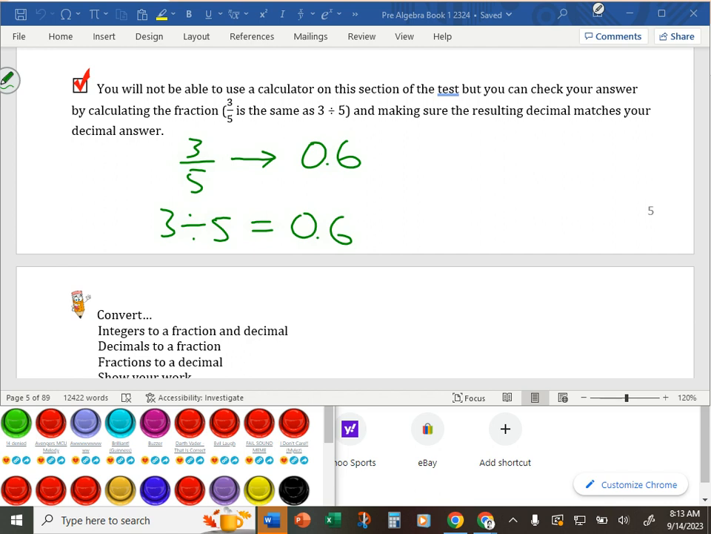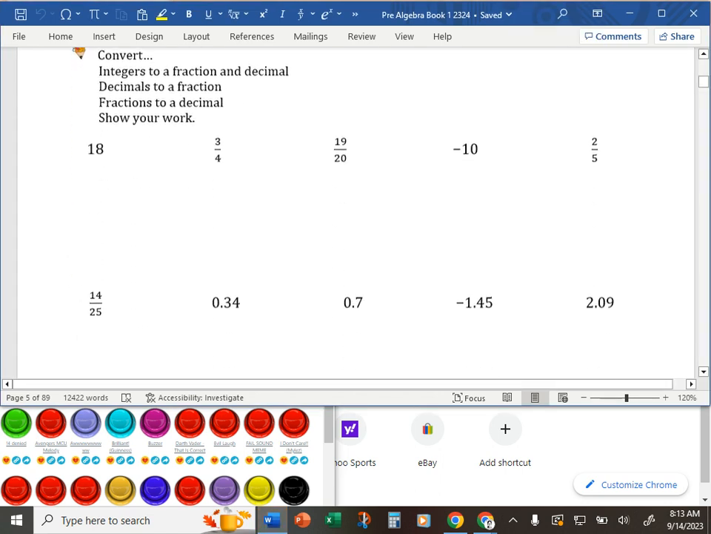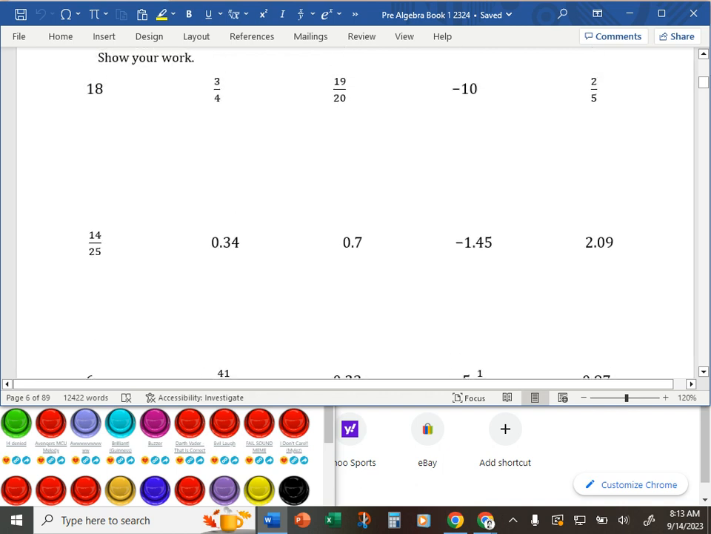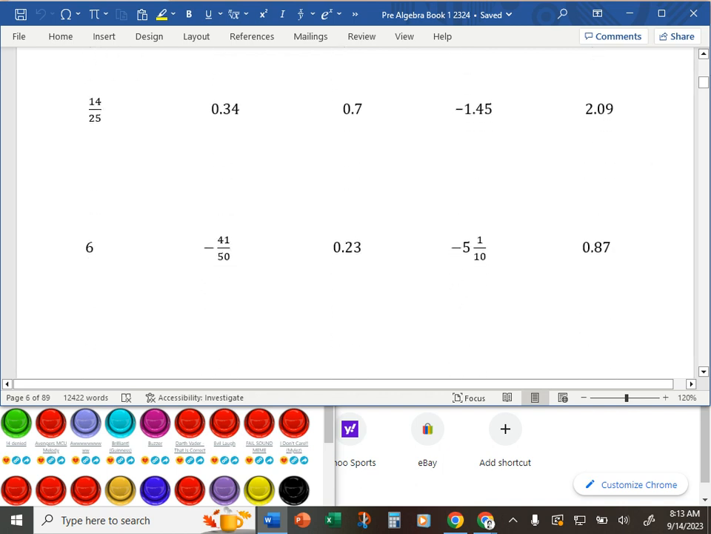So like on other parts of the test, will you get to use the calculator? Yeah. So I think on this test, I give you the first section separately. So you'll do that without a calculator, turn that in, and then I'll give you the second part that you can use a calculator on. I think that's how that works. But yeah. Okay. Others that you want to talk about? How about negative 1.45? Let's talk about that one.